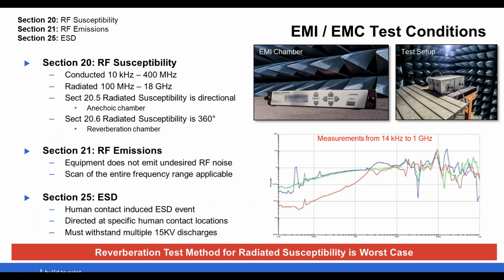In terms of emissions, the goal here is to scan the frequency bandwidth and make sure that your unit is not emitting RF signals in a certain undesired frequency range. For ESD, or electrostatic discharge, this obviously simulates some kind of human contact in a dry air environment, maybe walking on carpet, something like that. But it's typically a 15,000 volt discharge.